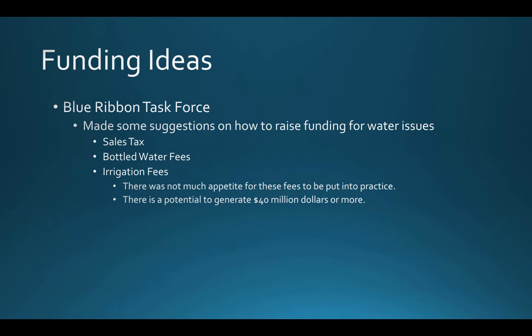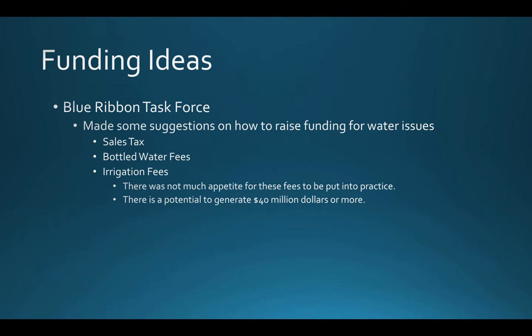And this was a blue ribbon task force. One of the things that they came up with was just a straight across the board sales tax. And with a sales tax, it was interesting because they thought that they might be able to come up with around $40 million in just a sales tax alone on water.